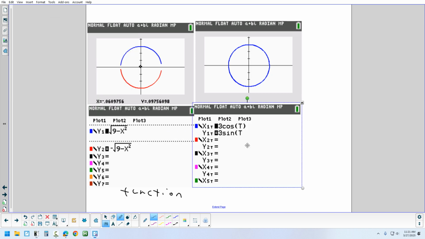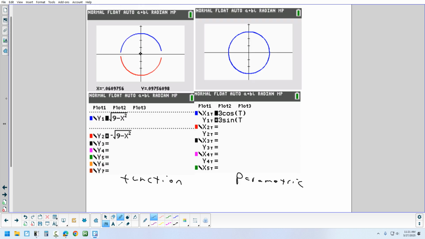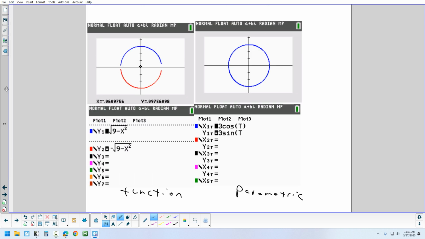Okay, and what mode was that? Parametric. So that was parametric. Okay, so you get the real shape, and the equations, well, I don't know if they're more or less simple than what we had before, but they do use trig. So you have to understand sine and cosine to draw that circle.